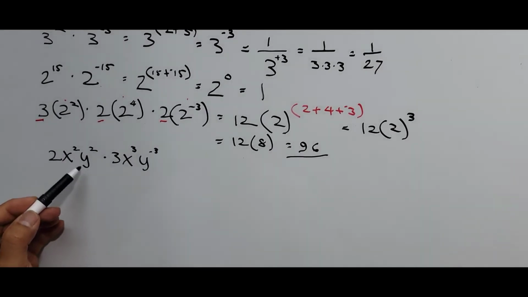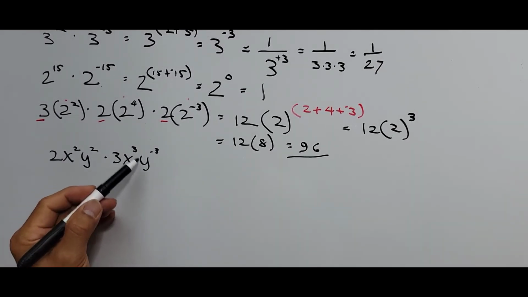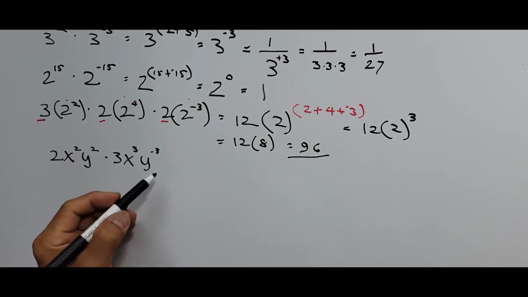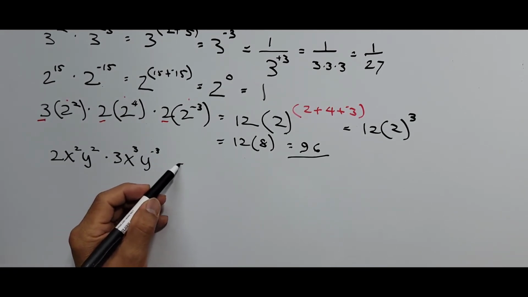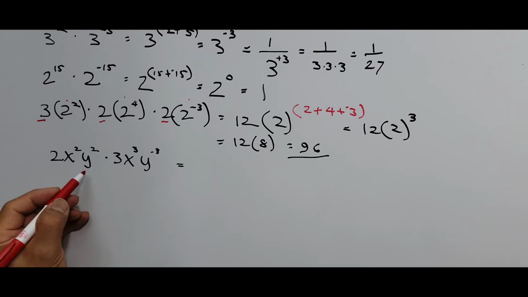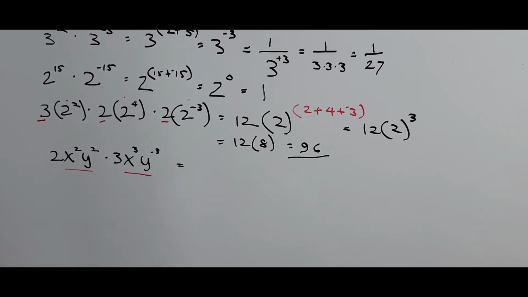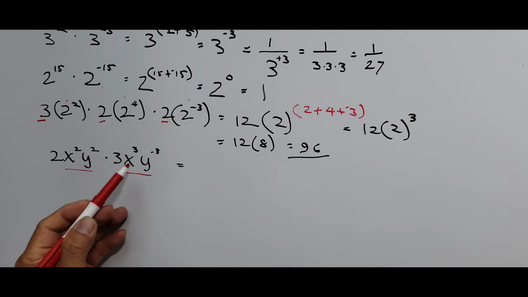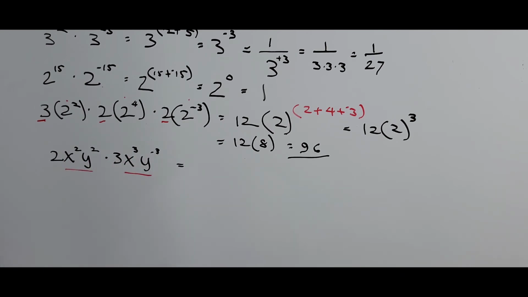It's a 2x squared y squared times 3x cubed y negative 3. Exponent negative 3. So in multiplying exponential expressions, again, all you have to consider is you have the same base, right? What are the bases here? x and y. You have the same base, even though they have different exponents. All right, first thing first is multiply the coefficients, right? These are the coefficients. 3 times 2 is 6. And then copy the bases.